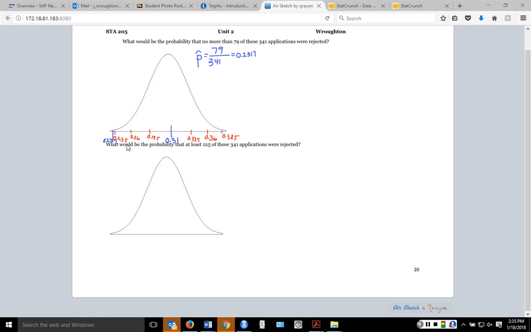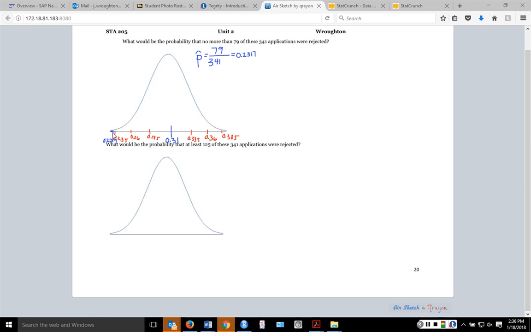And "no more than" tells me to shade to the left of that. So here's what I already know. My answer not only is going to be smaller than a half, it's way, way down here. I don't have much of this picture shaded. And even using my normal curve rule idea, this is far off of the picture. This is a very unlikely value to happen, so I'm not going to be surprised to get a pretty small probability here.